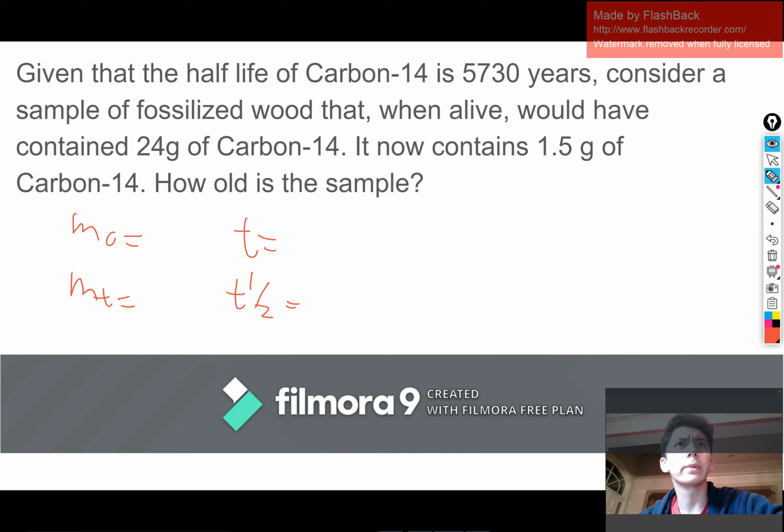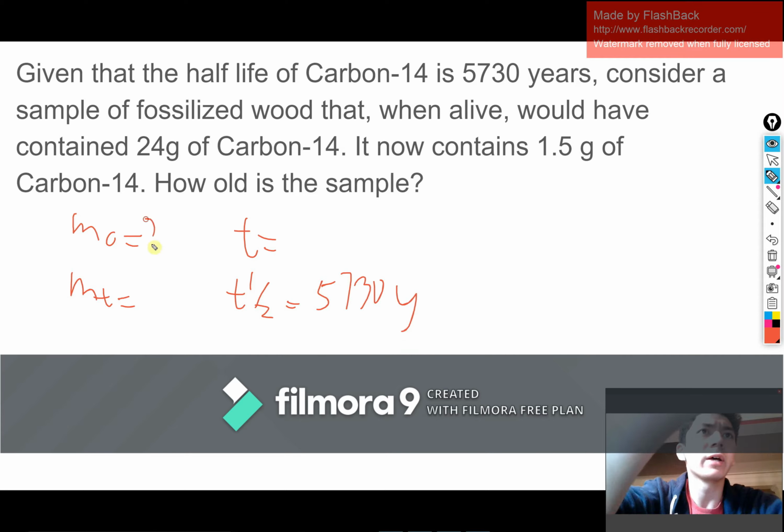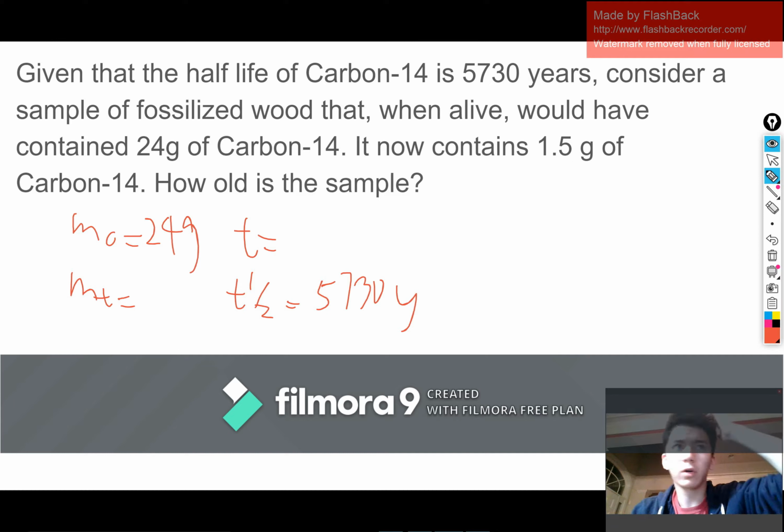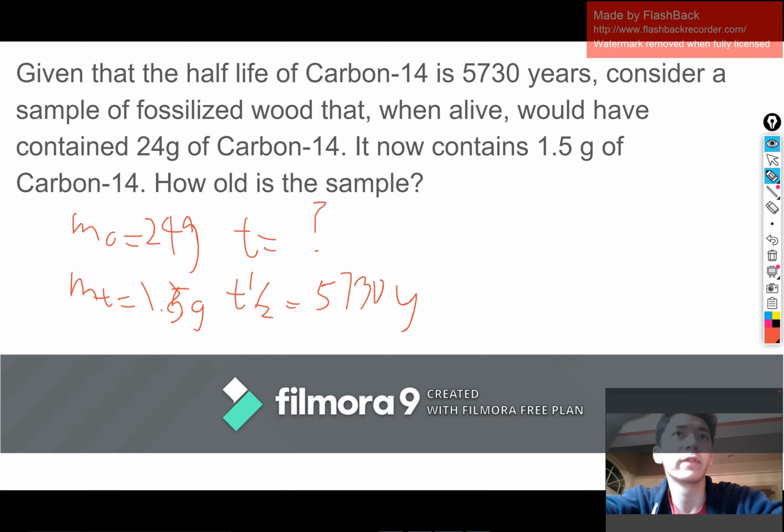Let's pick these numbers out of the question. The half-life of carbon-14 is 5,730 years, so let's put that right here. It originally contained 24 grams of carbon-14, so that goes at the initial mass. Then it tells us it now contains 1.5 grams, so we have that value as well. Now we want to know how old the sample is, so this time the variable we want to figure out is t. The second step is the same as the other problem, so let's find the number of half-lives.